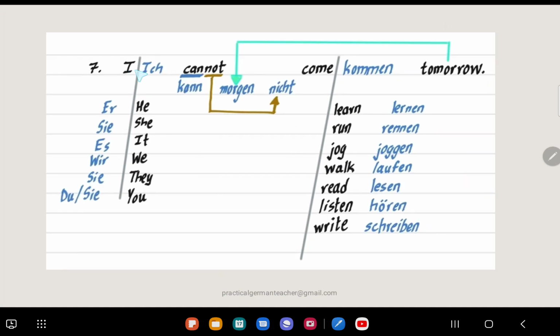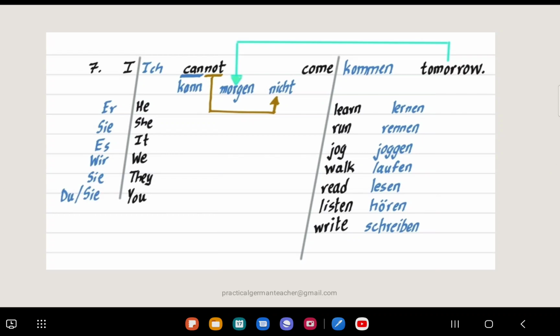So of course, for I it's ich, for he is er, she, sie, it es, wir, they, sie. You can be du or sie. Can, you will say kann, and then you will say tomorrow, morgen, and then you have the nicht. Okay, ich kann morgen nicht lernen, rennen, joggen, laufen. Of course, you might hear in movies or sometimes people say ich kann nicht morgen. It's also correct, but the way it is said, it means something different.